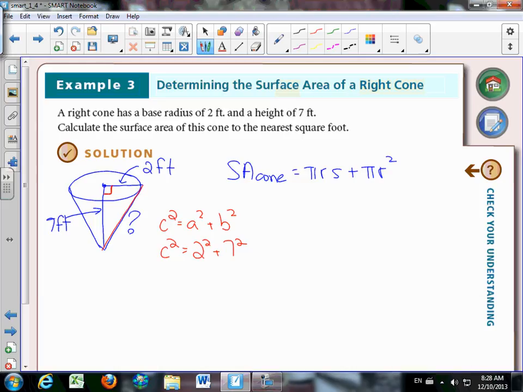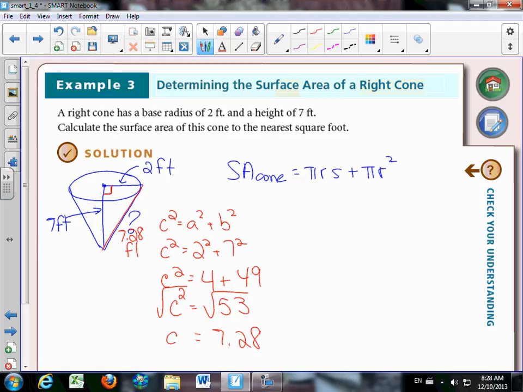Okay, so it will be c squared equals 4 plus 49. So c squared equals 53. So then when we square root that, we get c equals 7.28. So that's what the slant height will be, 7.28 feet. So now we have all the information we need to plug into this formula to find the surface area of this cone.